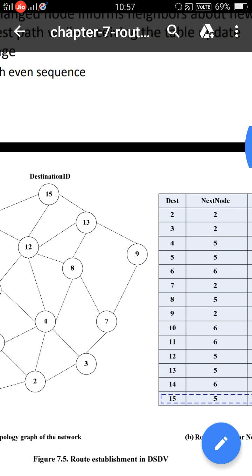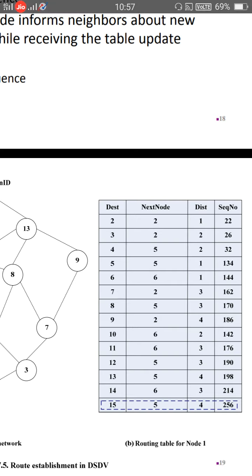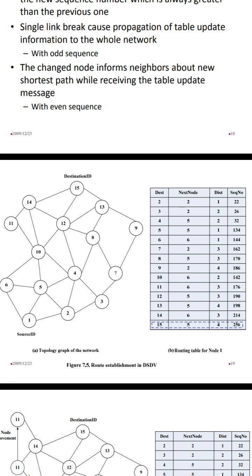Now suppose our destination is 15, then our next node is 5, meaning we reach 15 via 5. The distance is 4: that is 1 to 5, 5 to 4, 4 to 12, and 12 to 15. So the total edges included to reach the destination from the source is 4 edges. That is nothing but the distance between the source node and the destination node. This is the way a packet reaches its destination in the DSDV algorithm.